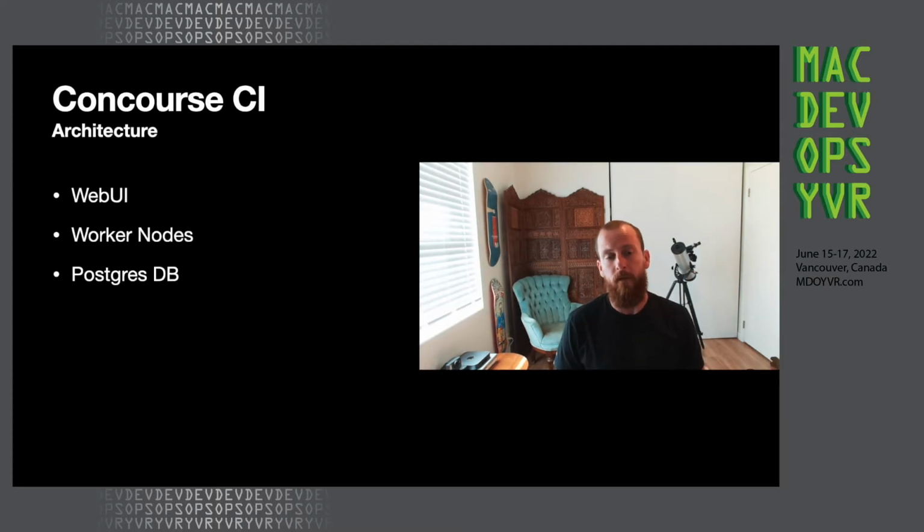In the architecture of Concourse, there are three main components. There is the web UI, where you can see your pipelines in action. There are the worker nodes, which run the jobs for you. So there could be an endless number of these, any flavor of Linux worker you want to attach, Windows machines, macOS machines of interest to us, and then there is the database, a Postgres database.